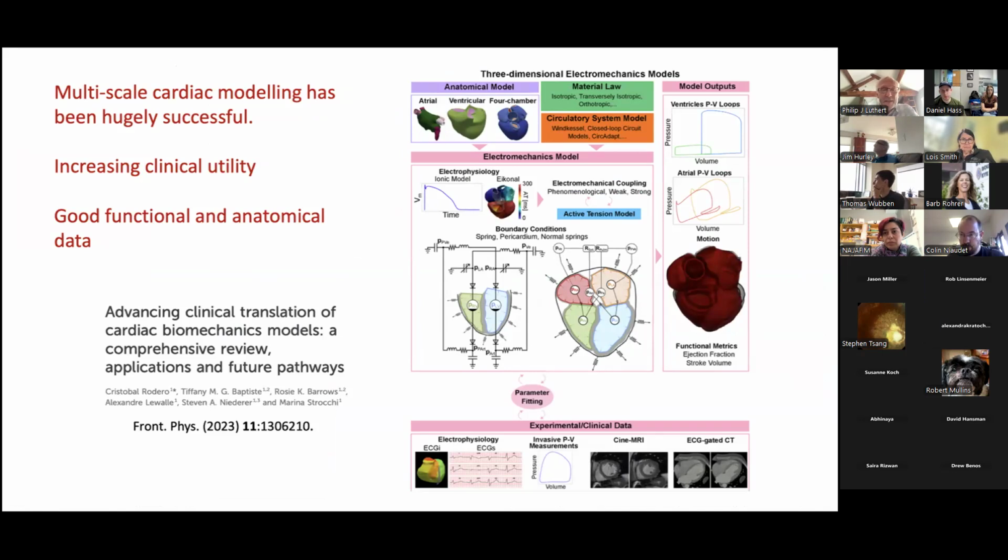They have great data, and a lot of it is functional and a lot of it is real time. And of course, that helps. But they've really delivered the promise of multi-scale modeling that goes all the way from ion channels through to the hemodynamics of the pump.